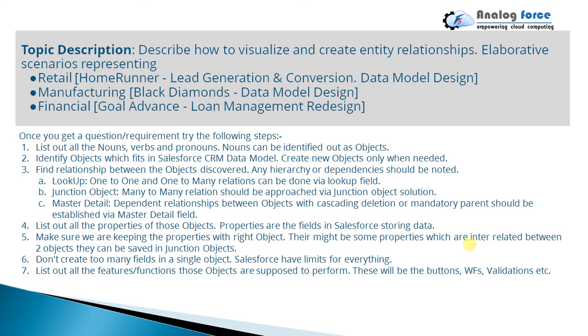So the very first step is listing out all the nouns, verbs, pronouns in the same way we used to do in an object-oriented class. We will have to make sure that we list out all the nouns, because nouns can be identified as an object. It's just like reading through a story, but with a pen and paper and noting down every detail of it.